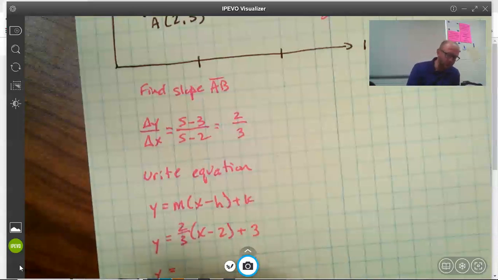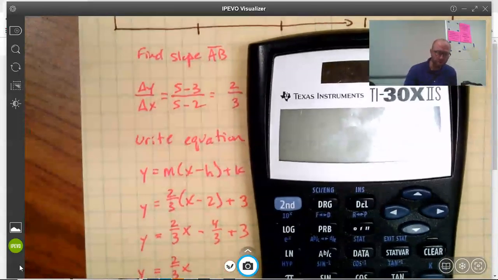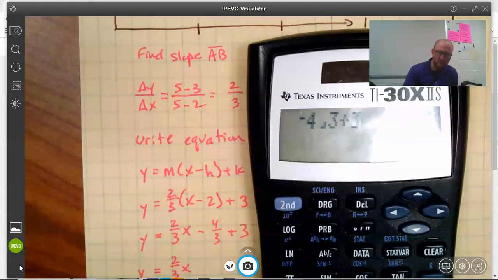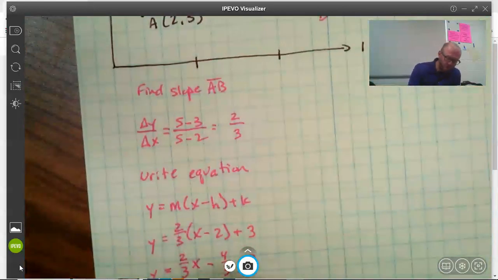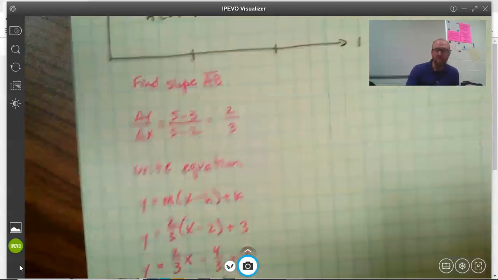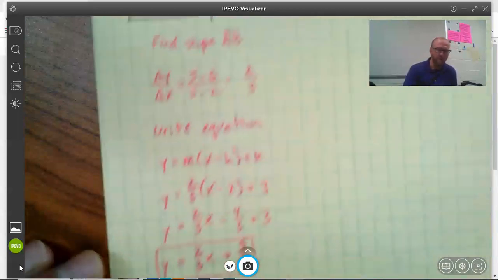And we could turn this into slope-intercept form, I suppose. Why not? So that's 2/3 x. 2/3 times negative 2 would be minus 4/3, plus 3. That's 2/3 x. And let's just let the calculator do the heavy lifting for us. So what is negative 4/3 plus 3? 1 2/3, which is 5/3. Okay. So plus 5/3. So there's our equation.